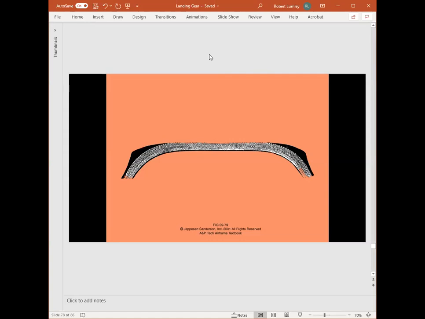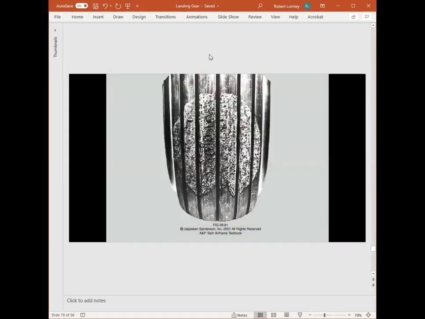All right. Right here. Is that a flat spot? Yeah, well, it's not really a flat spot. This is what's known as rubber reversion, okay?